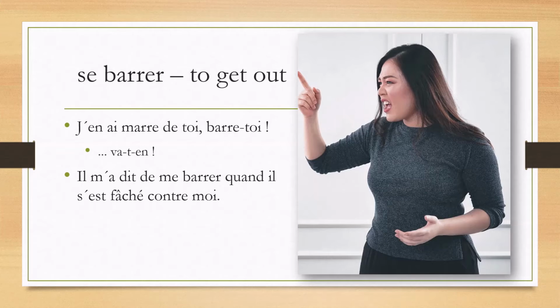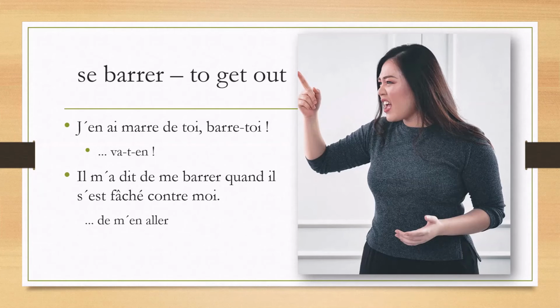Let's look at another example of the informal expression se barrer. Il m'a dit de me barrer quand il s'est fâché contre moi. So here it's me barrer. He told me to get out when he got angry with me. And coming back to the neutral reflexive verb s'en aller, it would be: il m'a dit de m'en aller quand il s'est fâché contre moi.